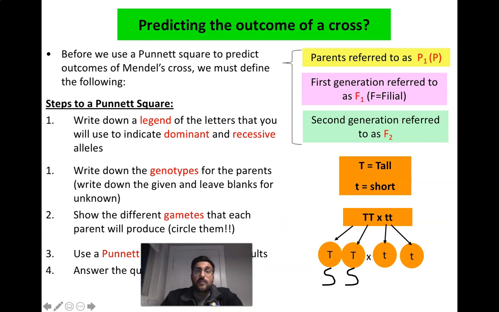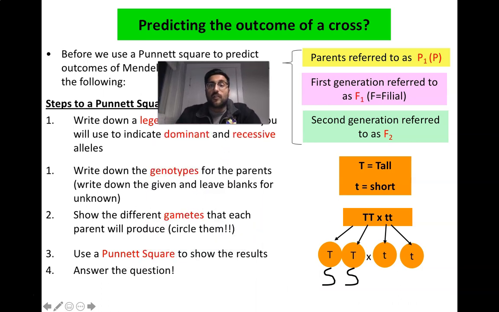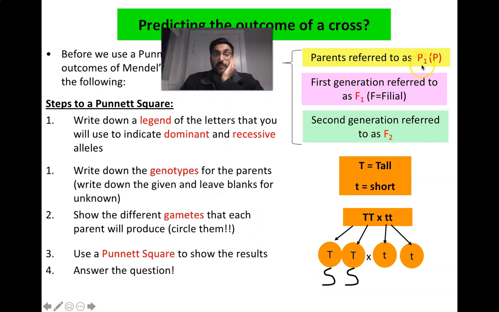Okay, so predicting the outcome of a cross. Well, before we use a Punnett Square to predict the outcome of the cross, we have to define the following. So parents are referred to as the P1 generation. The first generation, or F1, is that first generation after the parents, and the second generation is the generation after the first set of kids.